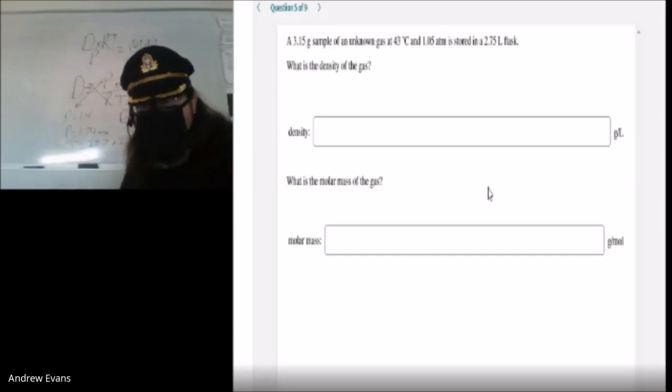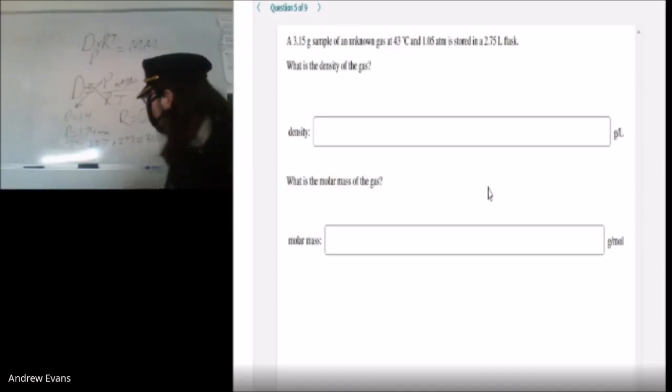Okay. This one is a little bit harder version of the same problem, but it's the same problem. A 3.15 gram sample of an unknown gas at 43 degrees and 1.05 atmospheres is stored in a 2.75 liter flask. First, what is the density? And then what is the molar mass?